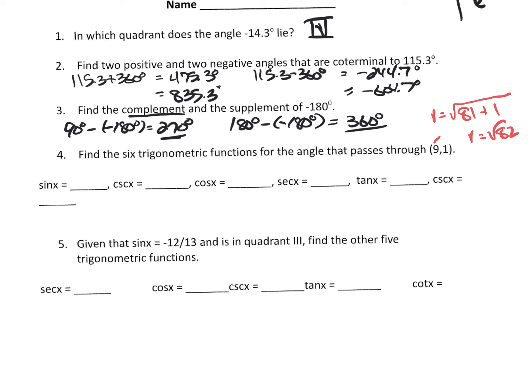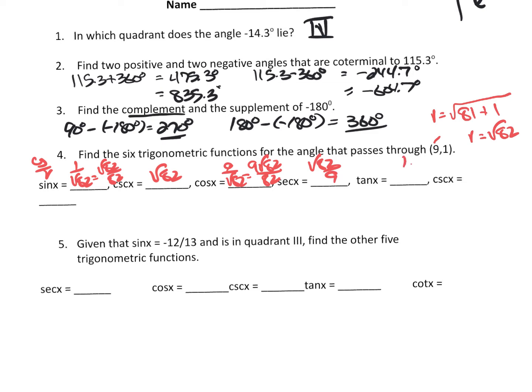So the sine, remember, sine is y over r. So I would do 1 over square root of 82. You just need to fix that, make it square root of 82 over 82. Cosecant is the reciprocal of that, which is just square root of 82. Cosine is x over r, which would be 9 over square root of 82. Need to fix that one too. 9 square root of 82 over 82. Secant, you just flip that one, which is square root of 82 over 9.